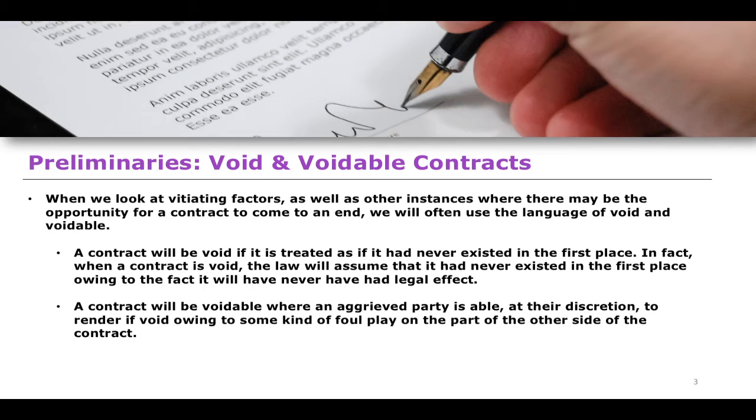It means it has essentially the potential of being void, so long as the aggrieved party at their discretion decides to do so, but it doesn't necessarily have to be void. So that's the distinction, okay? If a contract is void, it is a far stronger claim than saying it is voidable. But a voidable contract could still become a void contract if the aggrieved party decides to do so in that way.